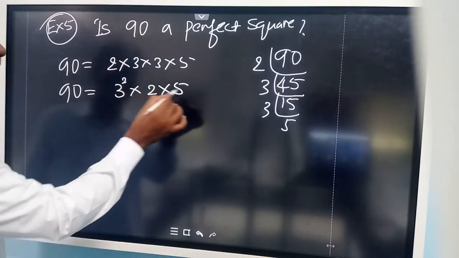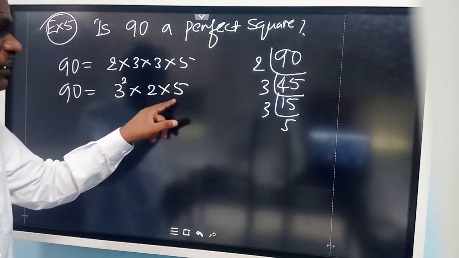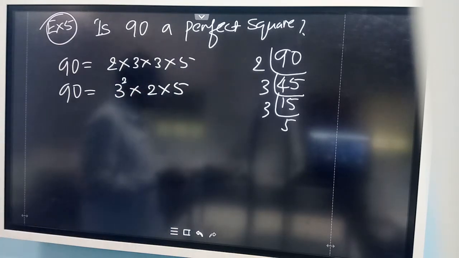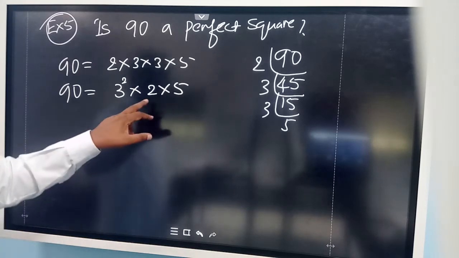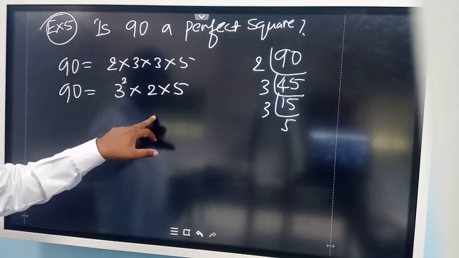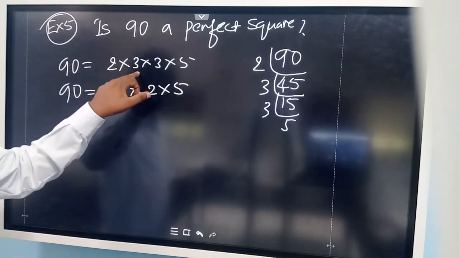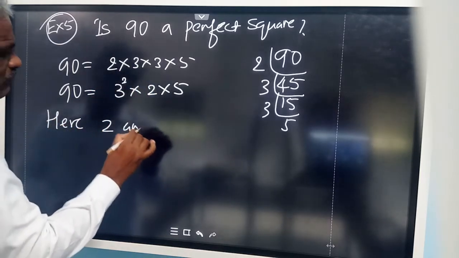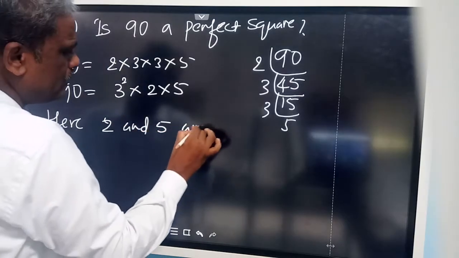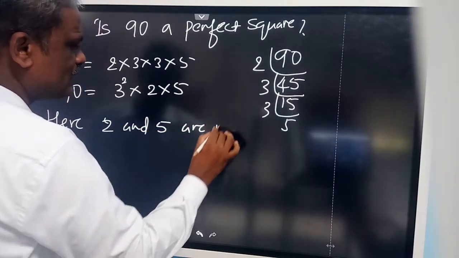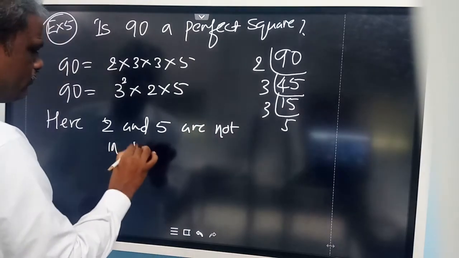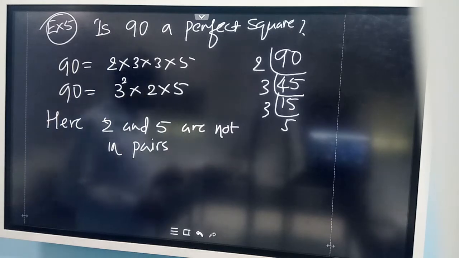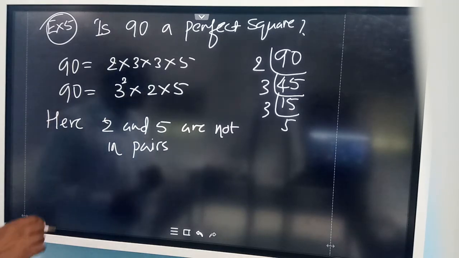Look, this number is not a square number. This 2 and 5 are not having two equal factors. So only single numbers are present, they do not occur in pairs. 2 and 5 are not in pair, whereas 3 is in pair, 3 and 3. So you cannot write this as a square number. 90 is not a perfect square number.